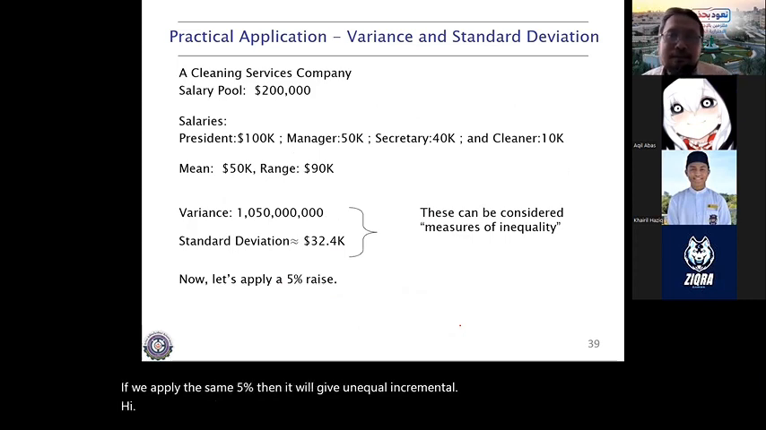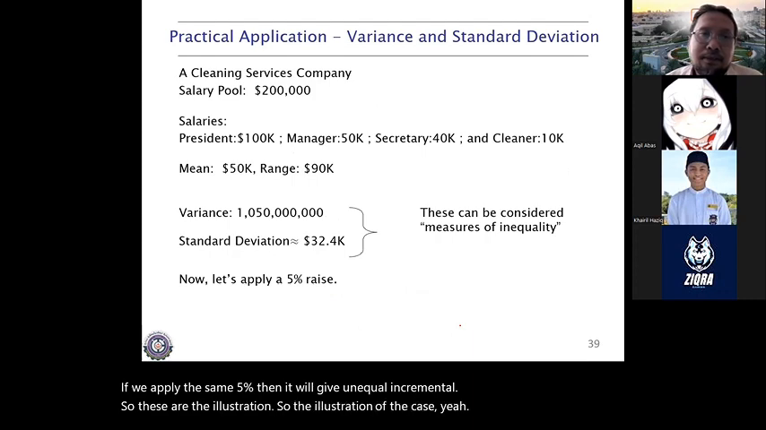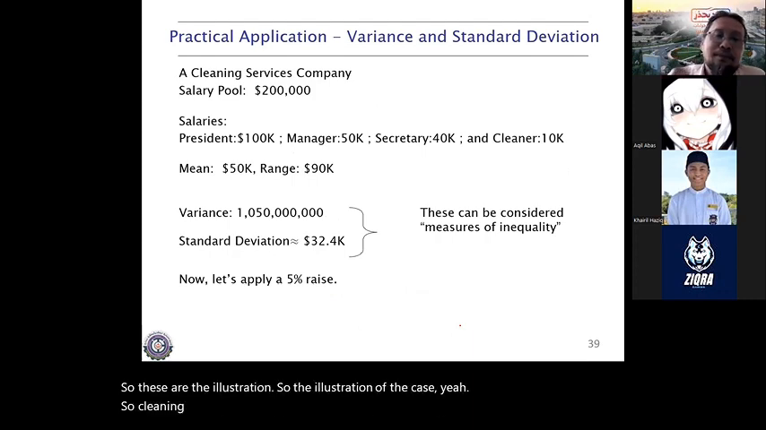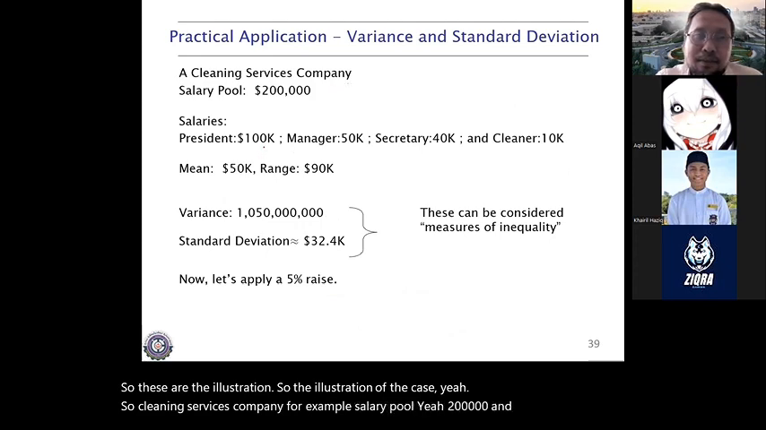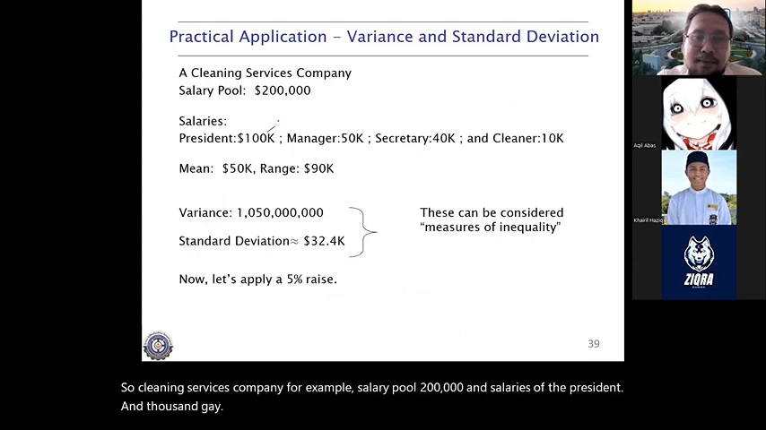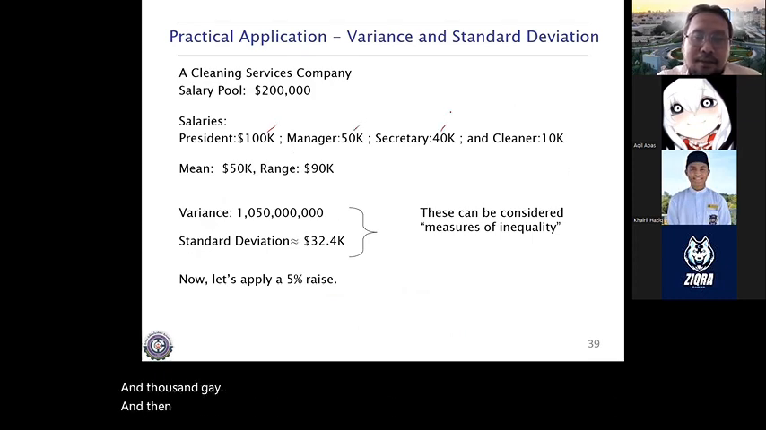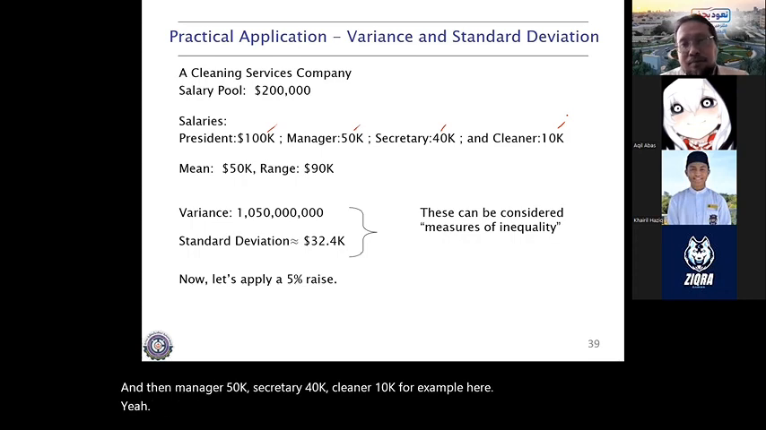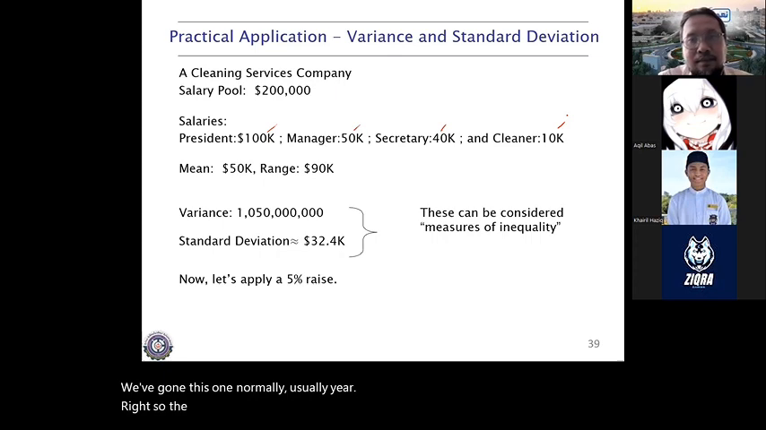So this is the illustration of the case. A cleaning services company, for example, has a salary pool of 200,000. Then the salaries are: president 100,000, manager 50K, secretary 40K, cleaner 10K, for example, a year. We usually count this per year, right? So now you can see the mean of this.